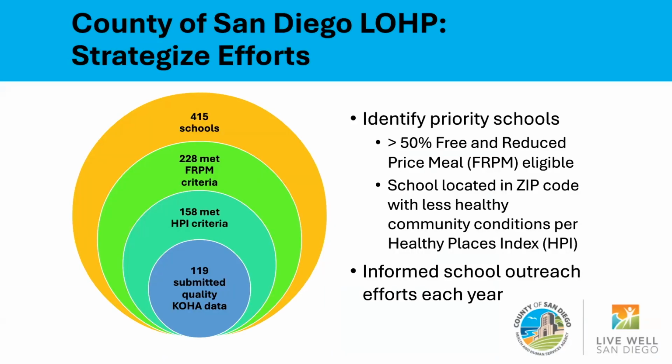We've used the COHA data to inform school outreach and engagement each year by merging it with free and reduced price meal eligibility and data on community conditions from the Healthy Places Index. This has allowed the program to focus on specific districts and schools, narrowing a potential pool of over 400 schools to 119 when we first used this method, which can be really helpful for strategizing use of limited resources. Next slide, please.